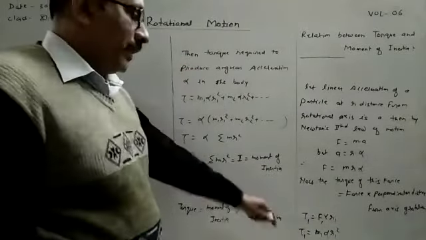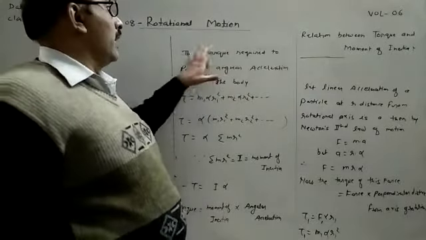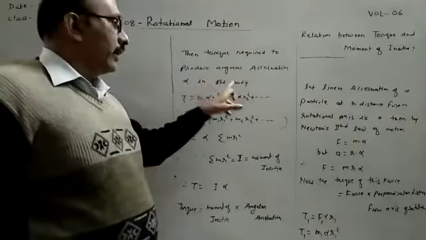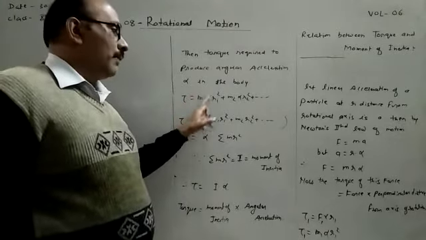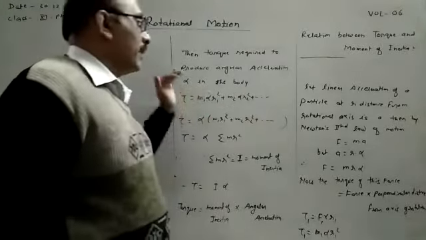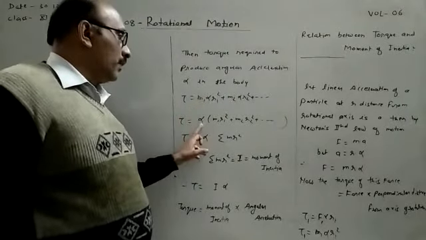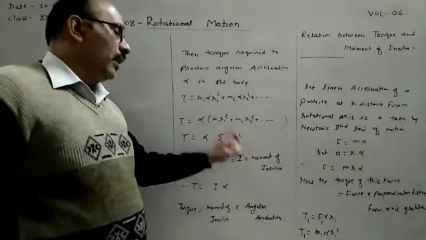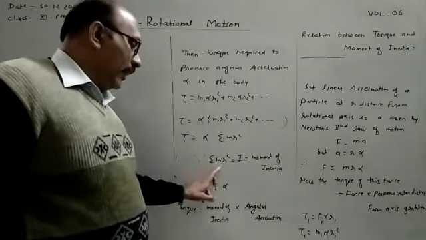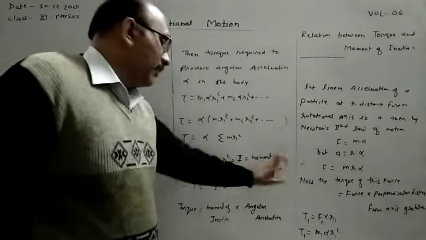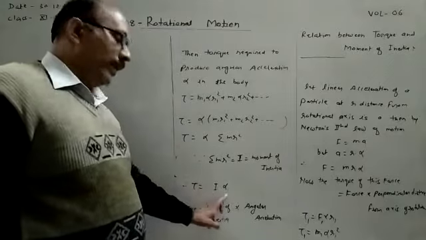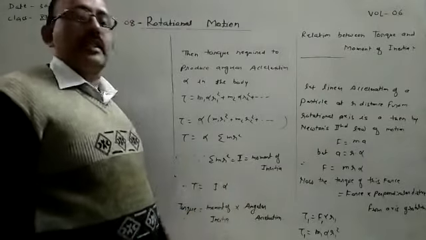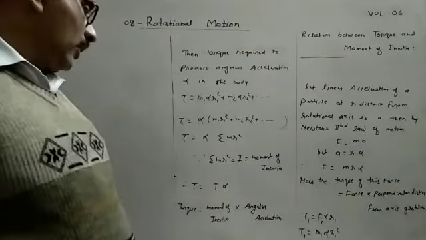Then, we have given one single value; the different values of torque are required to produce angular acceleration alpha in the body. So tau equals m1 alpha r1 square plus m2 alpha r2 square. We have added the torques of the different particles. Now taking alpha common, we get m1 r1 square plus m2 r2 square, that is the summation of m r square, and we already know that the summation of m r square is I, the moment of inertia. Therefore torque tau equals I into alpha, which means torque is equal to the product of moment of inertia and angular acceleration.